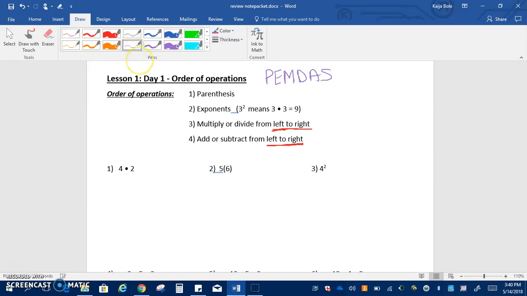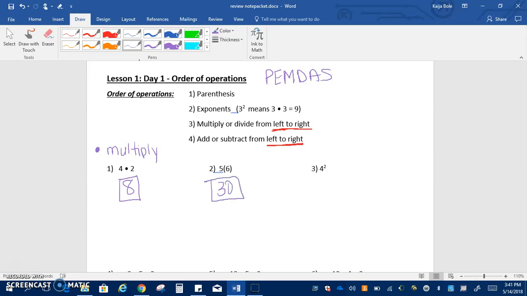Okay, so if we look at number 1, easing us into it here, we just have 4 times 2. So this dot, also write yourself a note, means to multiply. As we move through the year, we're going to use this dot more than we will use the x for multiplication. So 4 times 2 we know is just 8, so that's our answer. Alright, here we have 5 and then in parentheses 6. This again means to multiply, and 5 times 6 is 30.